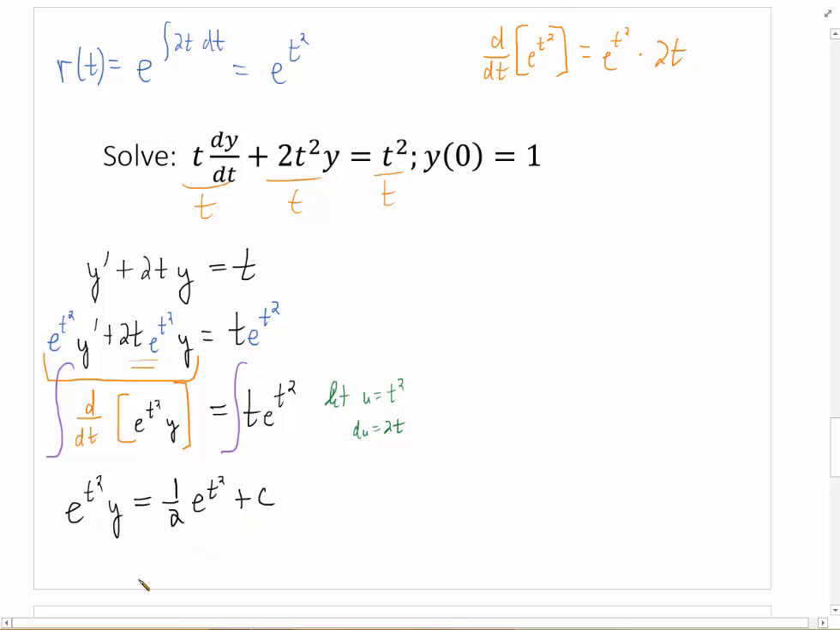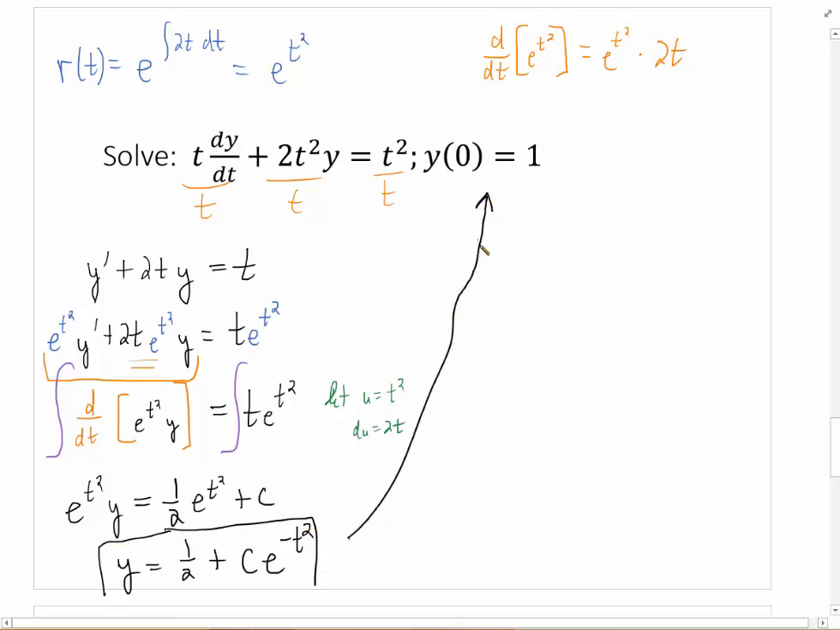And I'll divide through by e to the t squared, which is the same as multiplying by e to the negative t squared. y equals 1/2 plus c e to the negative t squared. So there's the solution to the differential equation.